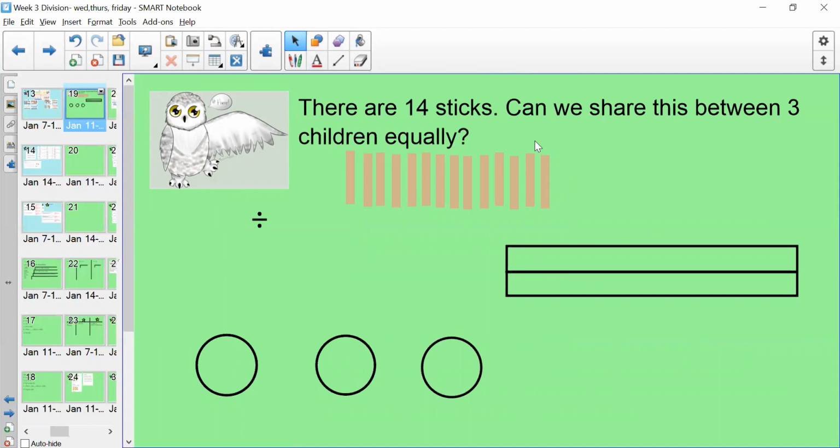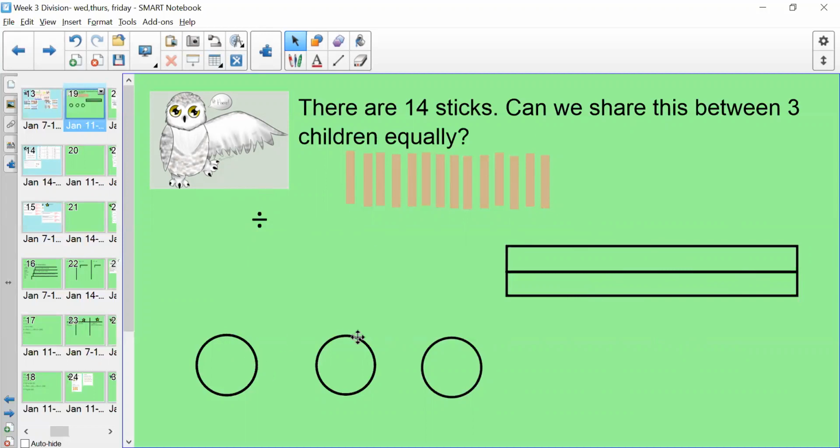So there are 14 sticks. So here are your 14 sticks. Can we share this between 3 children equally? So what I'd like you to do is think about the bar model. What does it look like at the moment with the information that we've got? What will your division sum be? And then can you actually share these sticks between 3 people?